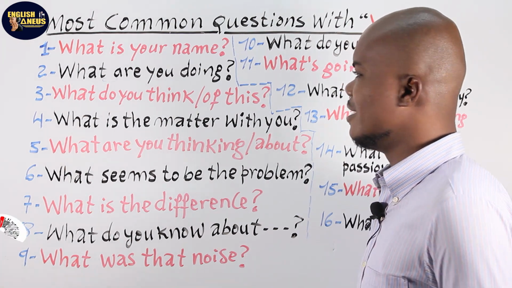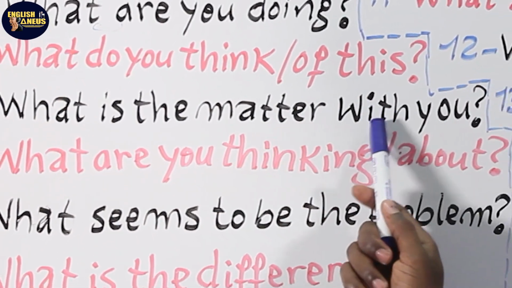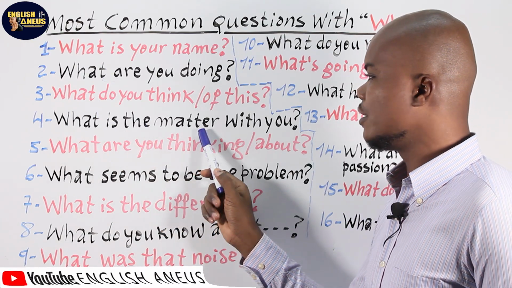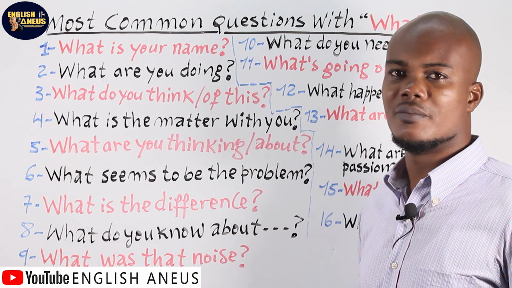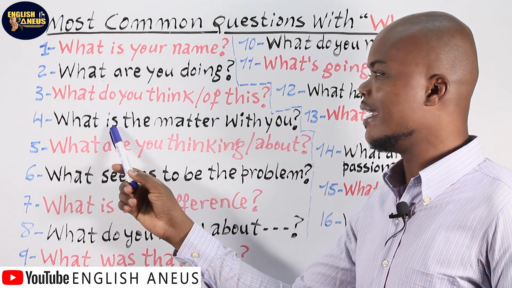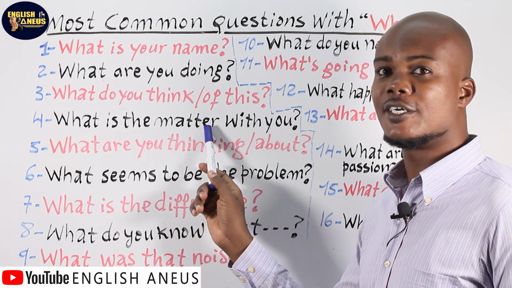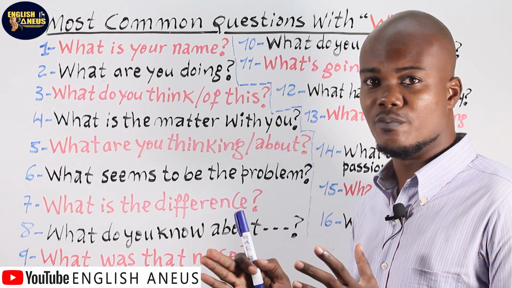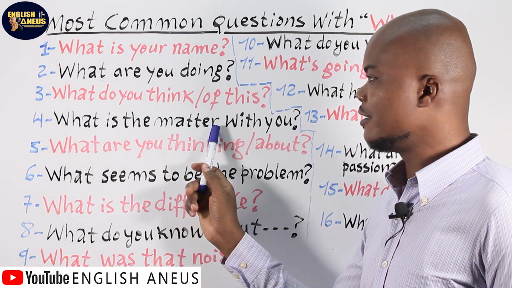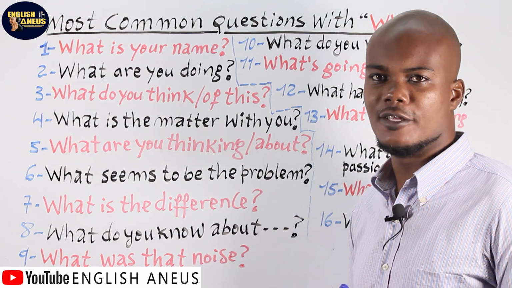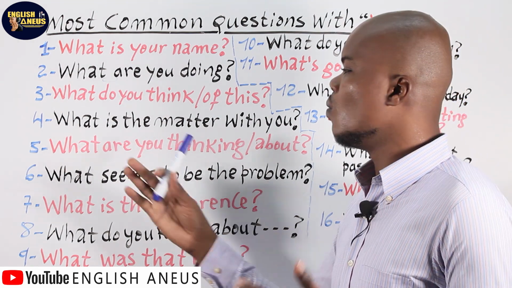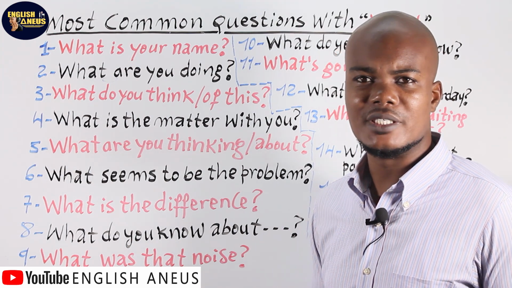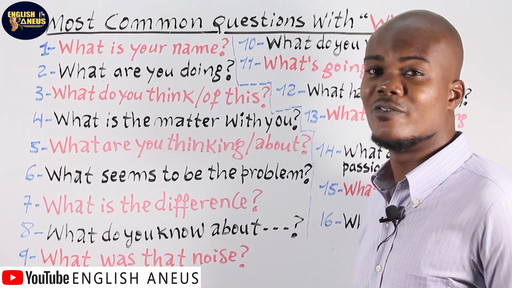And the fourth sentence is: what is the matter with you? What is the matter with you? Let me say it back for you. What is the matter? Matter with you? Matter. C'est difficile à prononcer. What is the matter with you? Ça signifie: qu'est-ce que tu as? Qu'est-ce qui se passe?